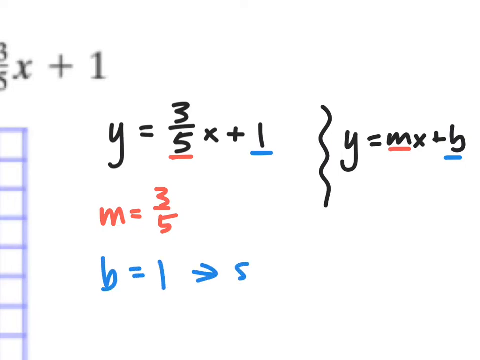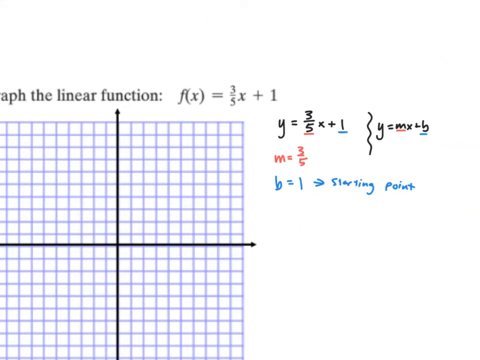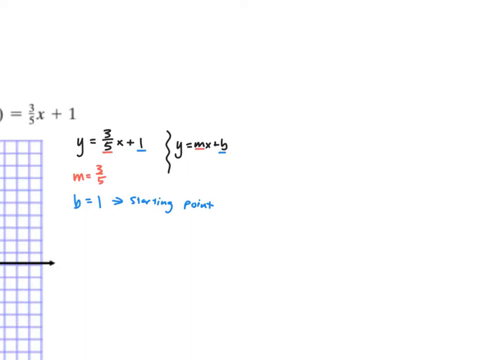Now, this is the starting point. This is a point I know on the graph. The y-intercept is 1. So all I do is go over to my graph and I plot +1. Now, when we're graphing, we've probably already seen this before, but we have types of slopes. We have 4 types of slopes.